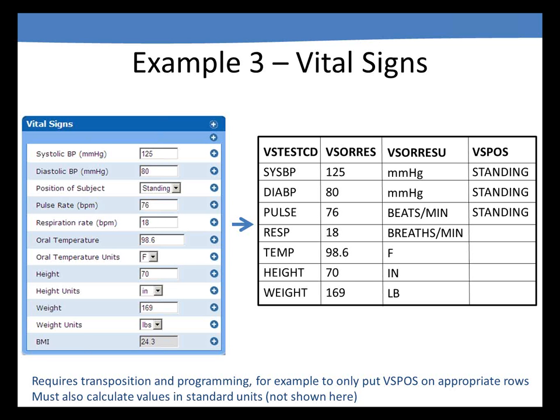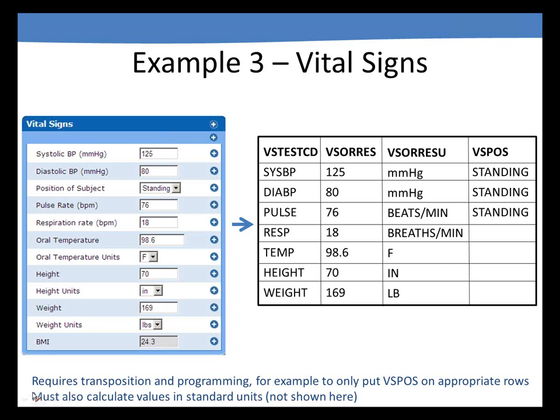Third example is vital signs. This is more of a hybrid. We've got test code, test result, and test units, but we have, for instance, this position parameter, which is only relevant for some of the variables. Your blood pressure varies according to whether you're sitting, standing, or supine, but your body temperature doesn't. And therefore, the position is only expected for those particular variables. So a medium complexity rotation program here.